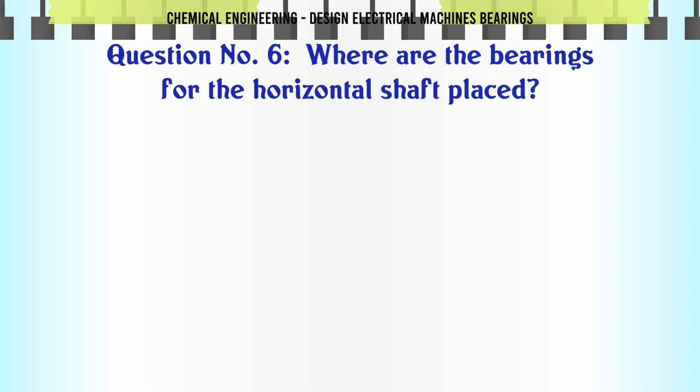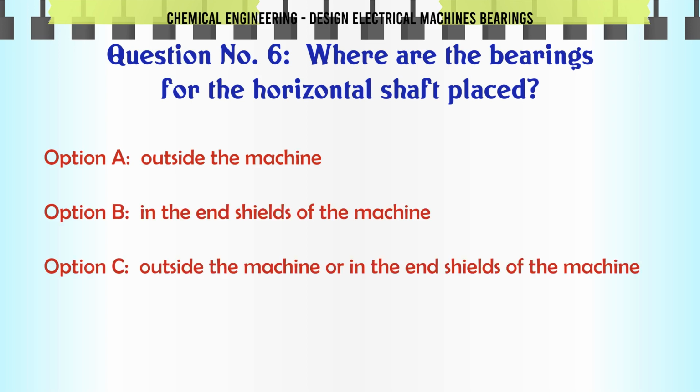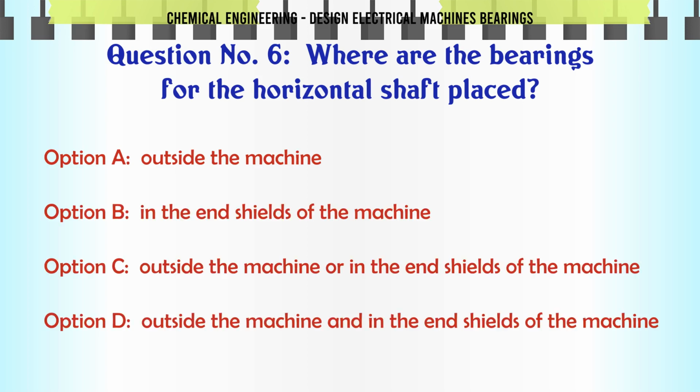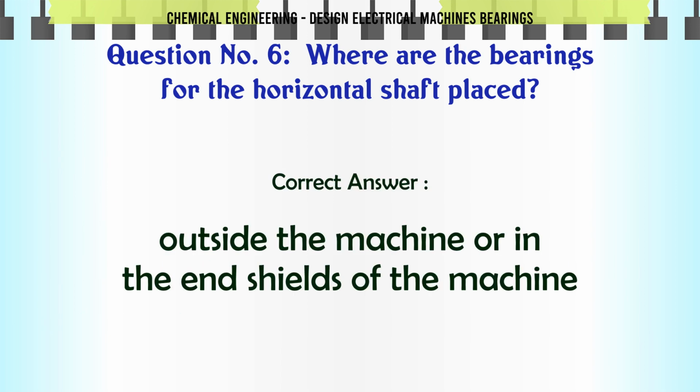Where are the bearings for the horizontal shaft placed? A outside the machine, B in the end shields of the machine, C outside the machine or in the end shields of the machine, D outside the machine and in the end shields of the machine. The correct answer is outside the machine or in the end shields of the machine.